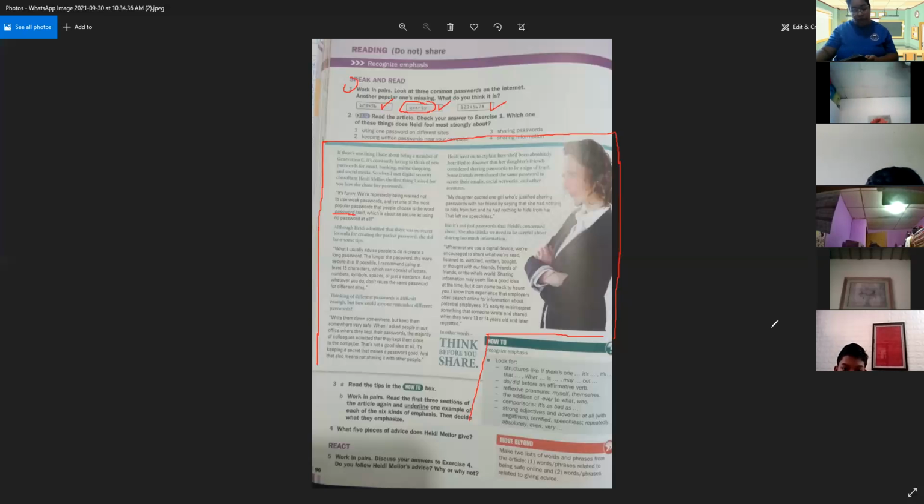Thinking of different passwords is difficult enough, but how could anyone remember different passwords? Write them down somewhere, but keep them somewhere very safe. When I asked people in our office where they kept their passwords, the majority of colleagues admitted that they kept them close to the computer. That's not a good idea at all. It's keeping it secret that makes a password good. And that also means no sharing it with other people.